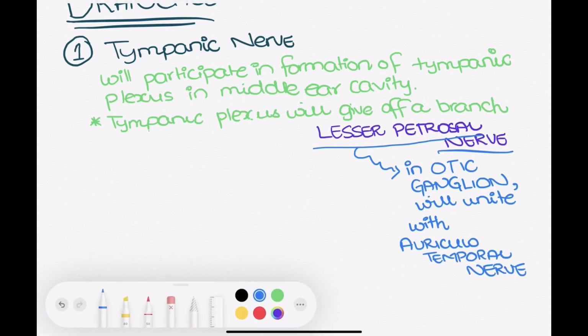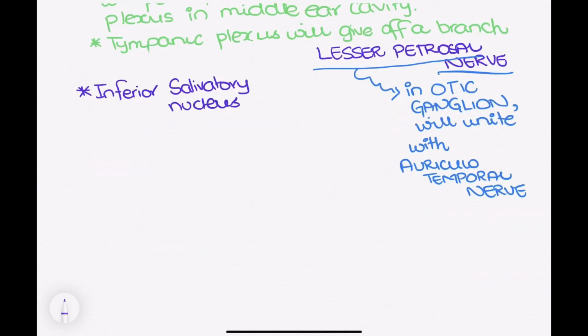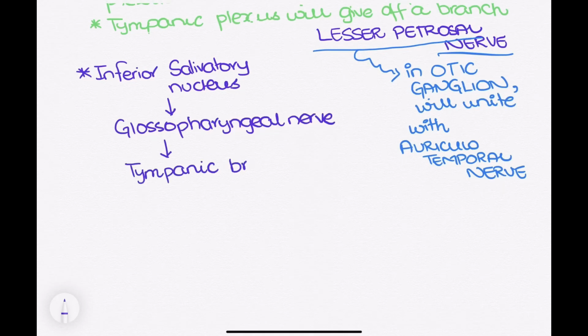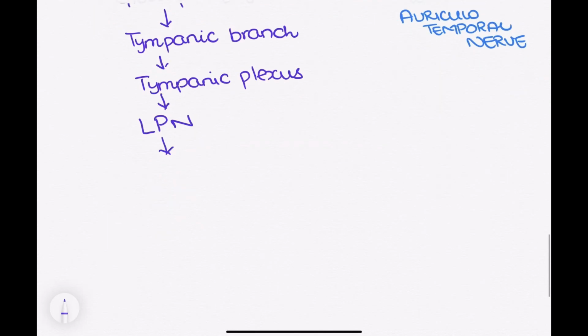How did it reach the otic ganglion? That's a question. From the inferior salivatory nucleus, the glossopharyngeal nerve through its branch, tympanic nerve, goes to the tympanic plexus, and from there the lesser petrosal nerve enters the otic ganglion.